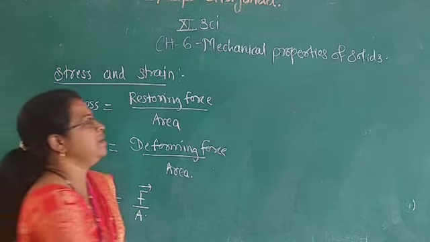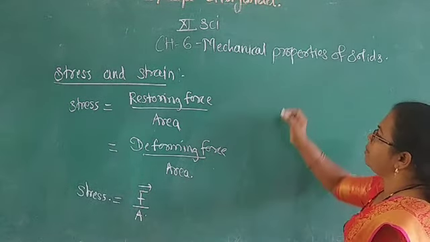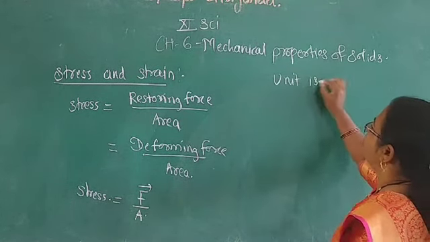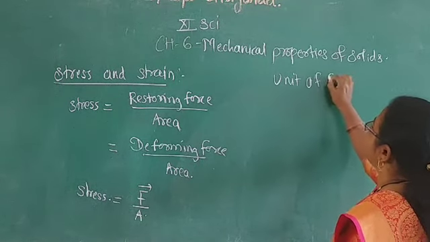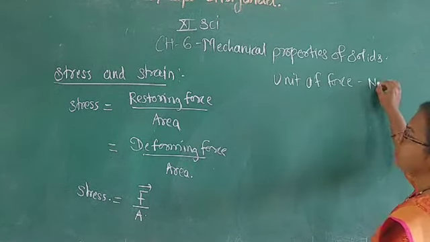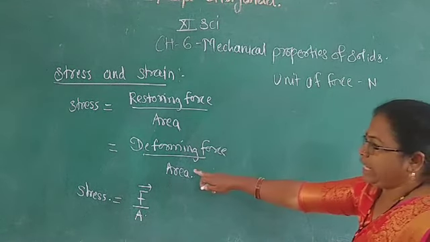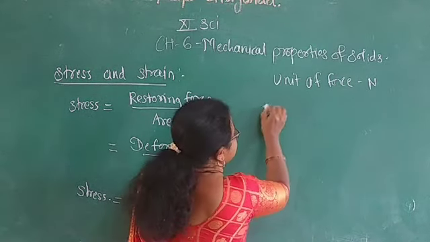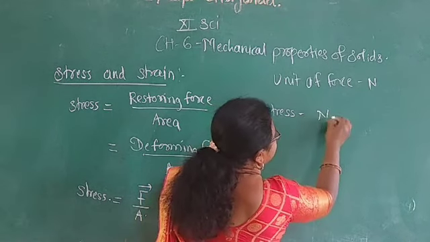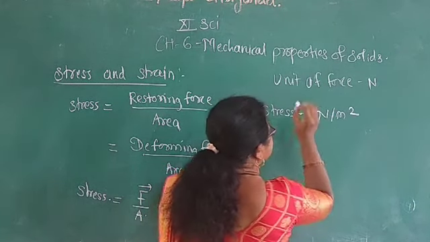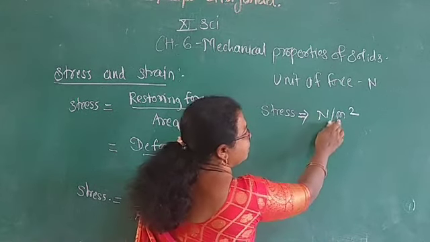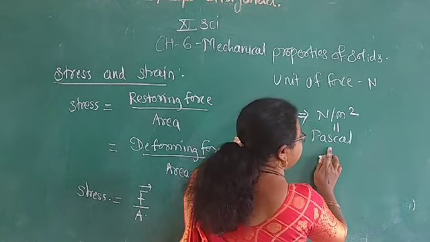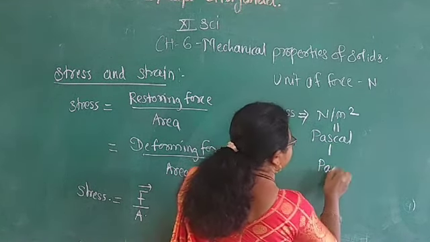What is its unit then? Since stress is equal to F bar by A, we know the unit of force is Newton, capital N, and area is nothing but meter square. Therefore, the unit of stress is given by Newton per meter square. What is the unit of stress? It is Newton per meter square, equivalent to Pascal.